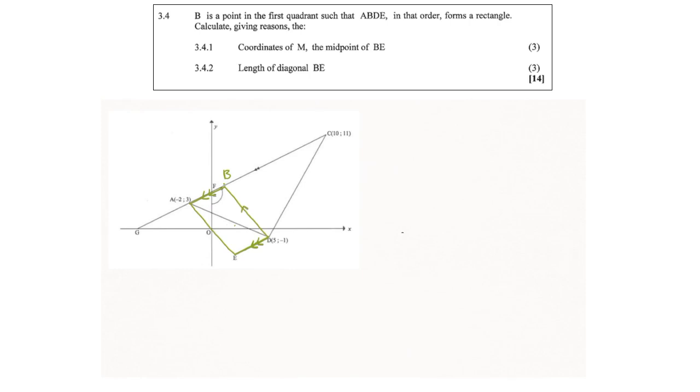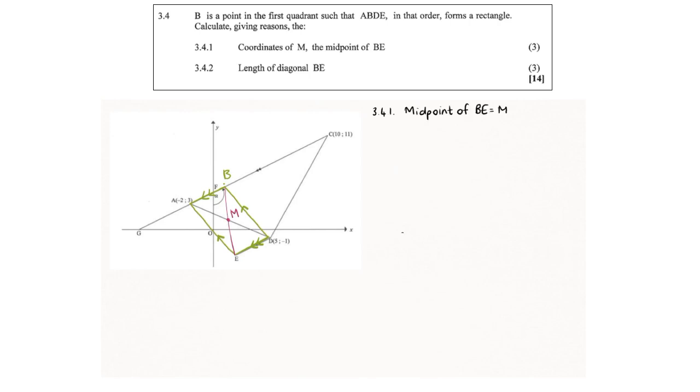And now we need to determine the coordinates of M, and that's the midpoint of BE. Now, since this is a rectangle, we are going to use one of the properties of a rectangle to solve this. With a rectangle, the diagonals bisect each other, and that means that the midpoint of BE will also be the midpoint of AD. And this is important since we don't know the coordinates of either B or E, but we do know the coordinates of A and D.